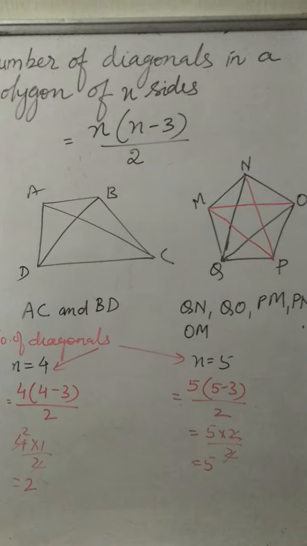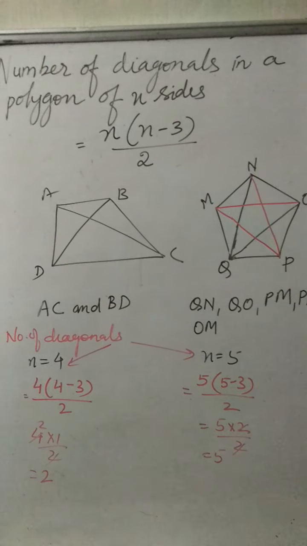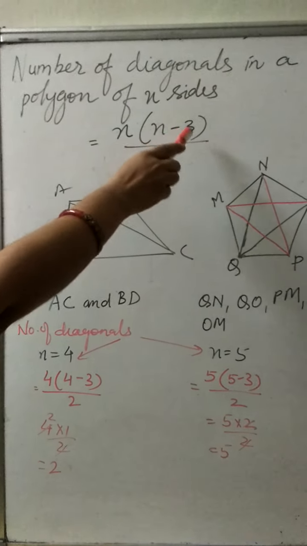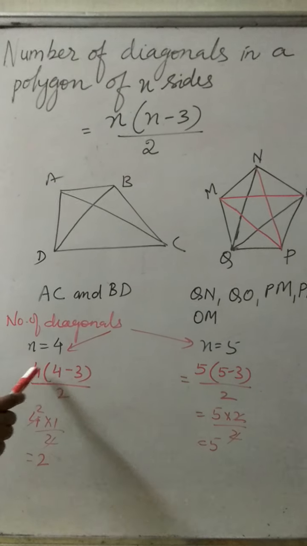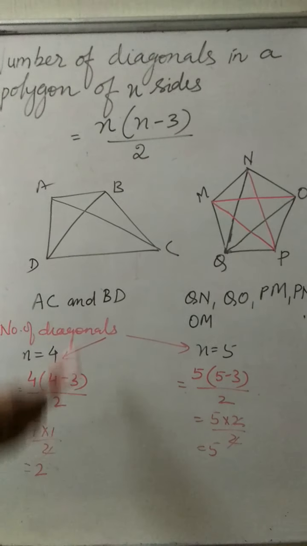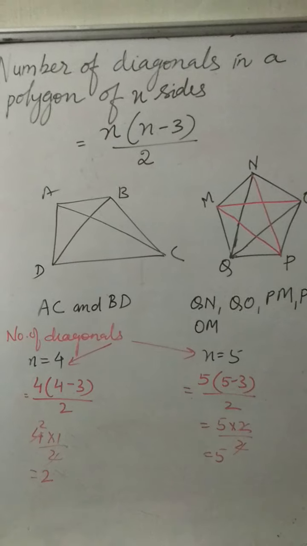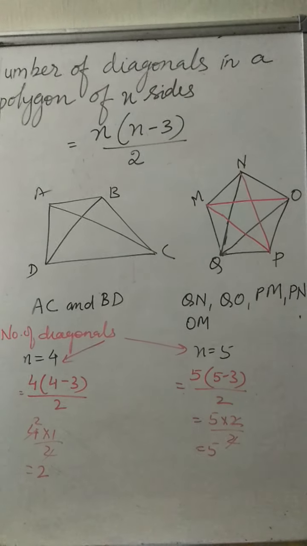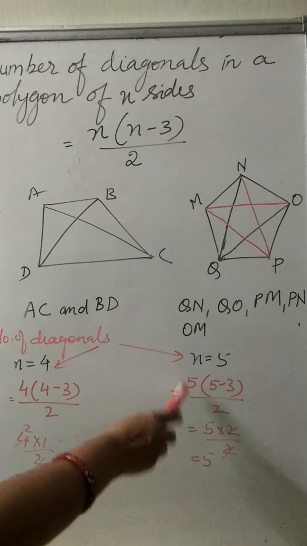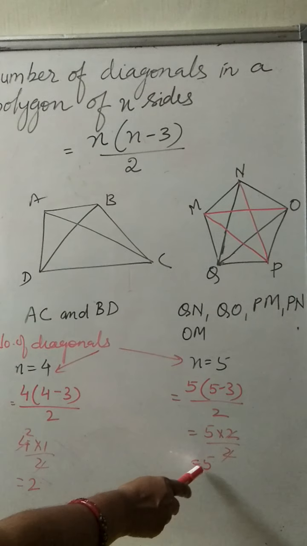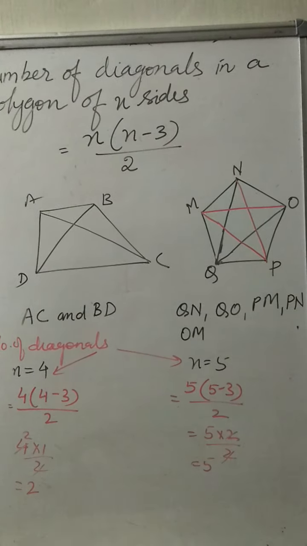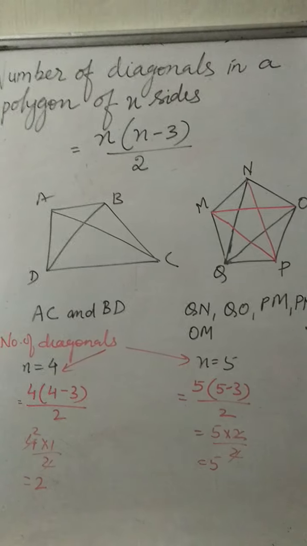Now let us verify with the help of the formula. When the number of sides is 4, the formula is n into n minus 3 by 2. So 4 into 4 minus 3 by 2. Calculate it, and the answer is 2. So a polygon whose sides are 4 has only 2 diagonals. Similarly, if the number of sides is 5, after calculation you get the number of diagonals as 5. So that means if a polygon has 5 sides, its number of diagonals will be 5.